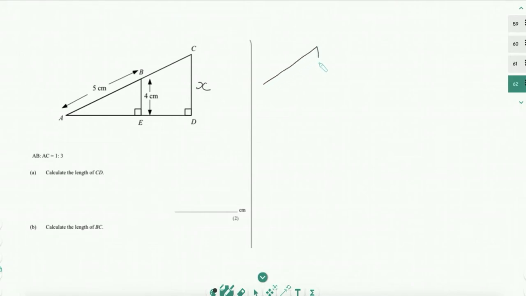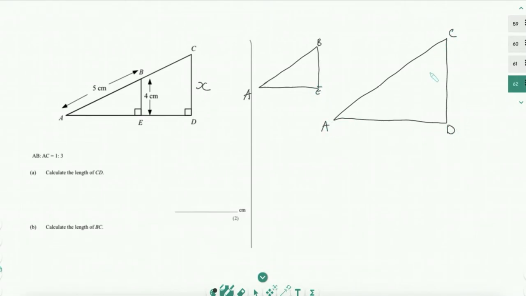So let's draw out both shapes. So you always want to separate it. So the big triangle and the little triangle. Let's fill in the gaps. So A, B, E, A, D, C, boom. B to E is 4, A to B is 5, and C to D is X.